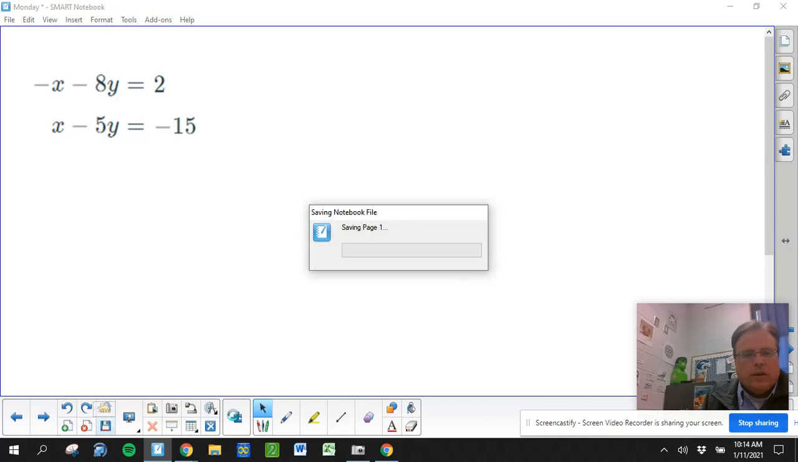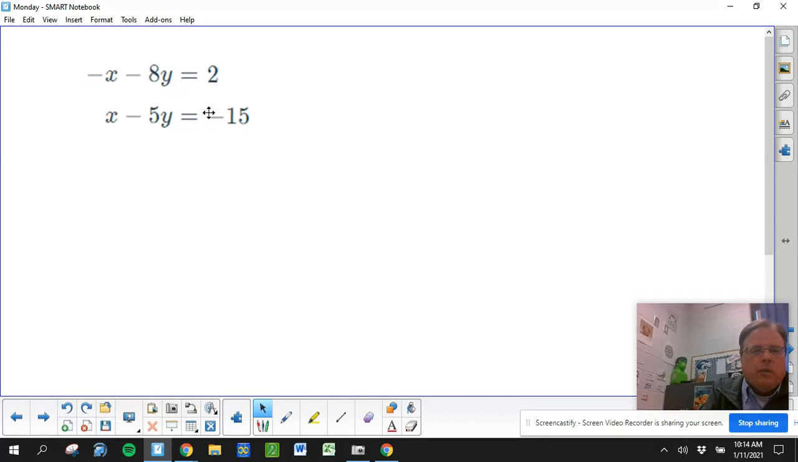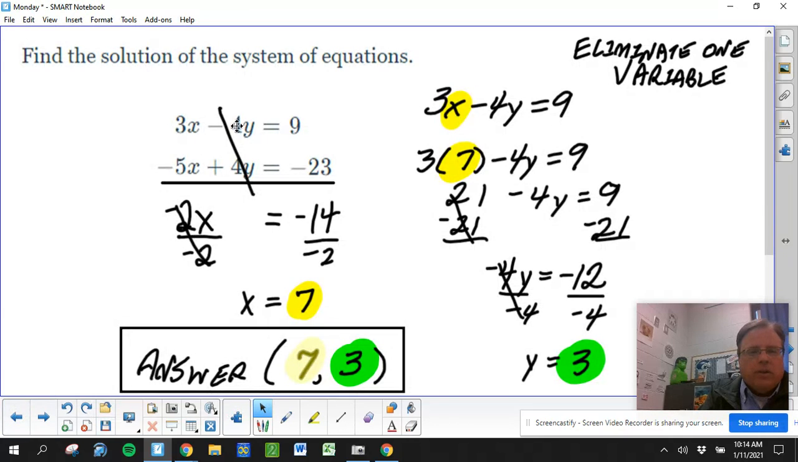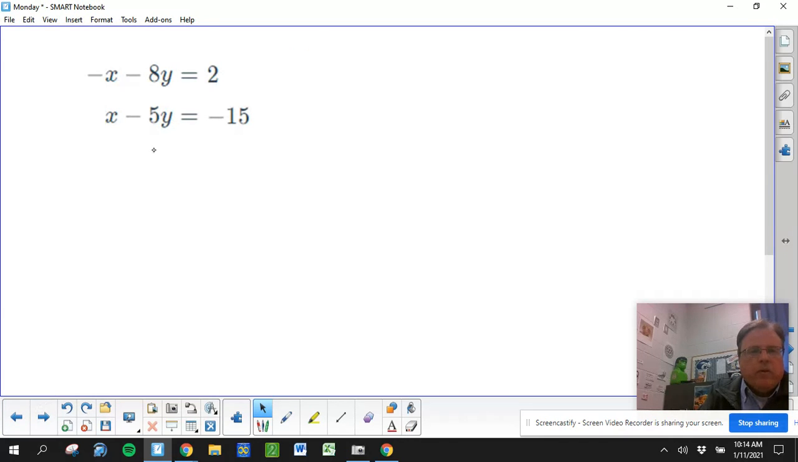Let's look at another example. Now, if we look at this problem, remember last time the y's canceled out. Well, if you look at this new problem, you'll realize that the x's right here are opposite. So the x's are going to cancel out. But we do it the same way.